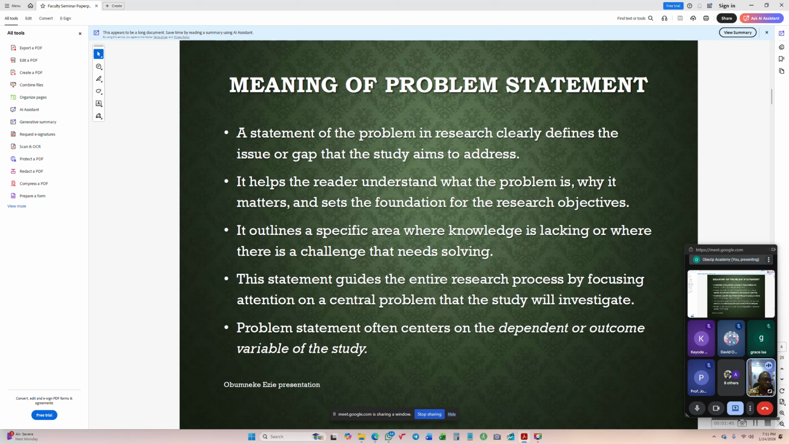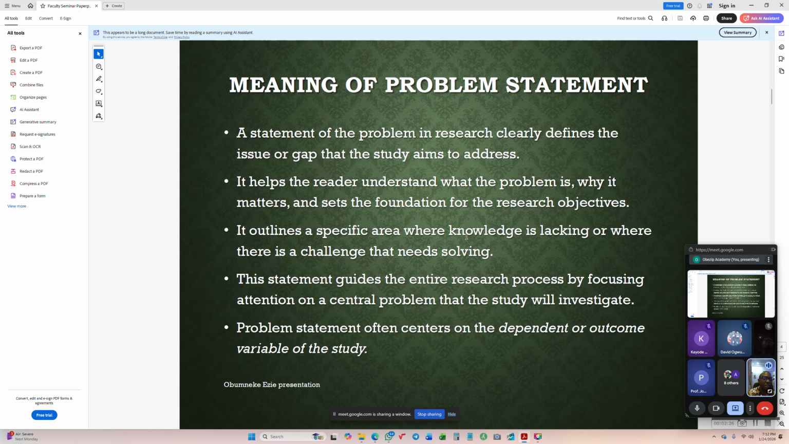So let us dive into the topic of today, which is how to coin an effective statement of problem. The most important thing is this: what is the meaning of statement of problem? A statement of problem has to do with a particular issue that an individual has identified, and identifying the gap that needs to be filled at the end of the research. This statement guides the entire research focus, creating a central attention on the problem the individual tries to investigate.